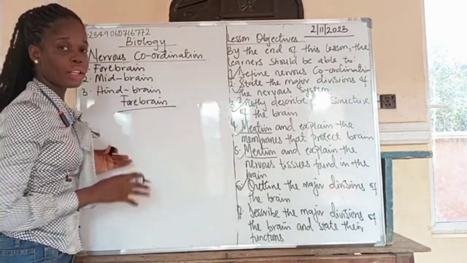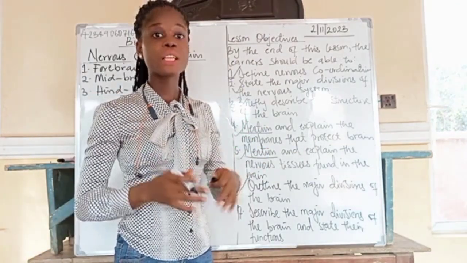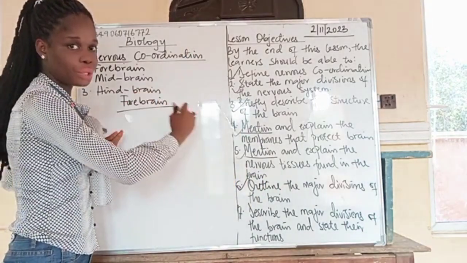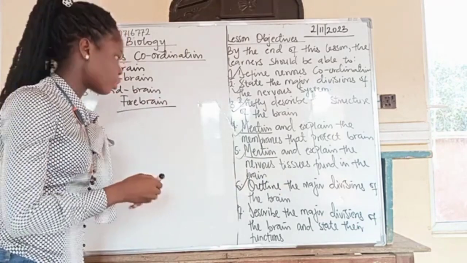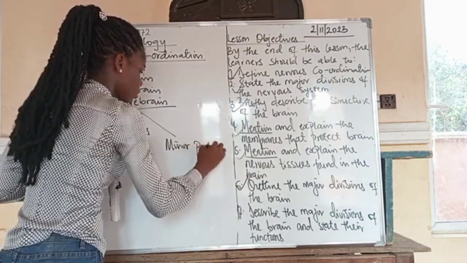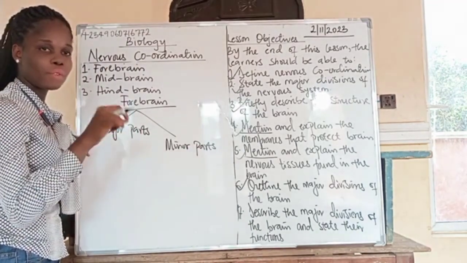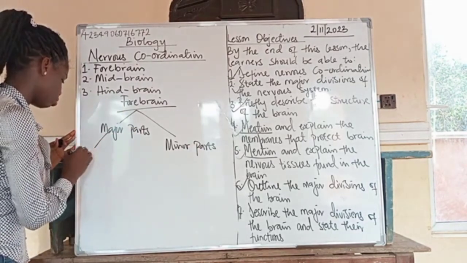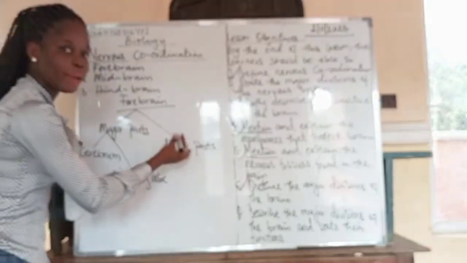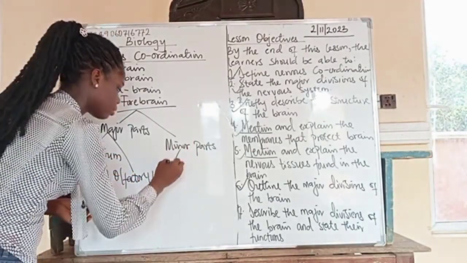The forebrain is the most complex and the most advanced region of the brain. It is also the largest region of the brain. The forebrain is majorly divided into two: the major parts and the minor parts. The major parts of the forebrain includes the cerebrum and the olfactory lobe. Whereas the minor parts of the forebrain includes the thalamus and hypothalamus.